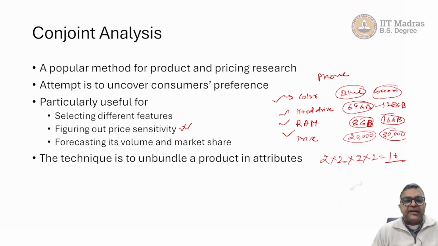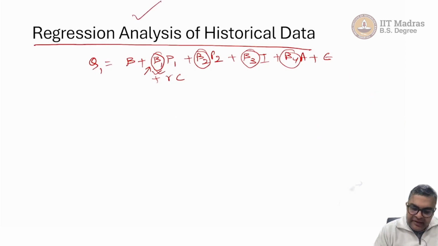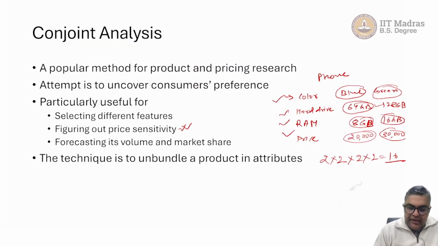And then they generate the data, and then we go back to the regression analysis, but rather than using the historical data, here the conjoint analysis will use the data that this survey would generate, and based on that they would figure out what is the price sensitivity for quantity demanded for a particular kind of product.